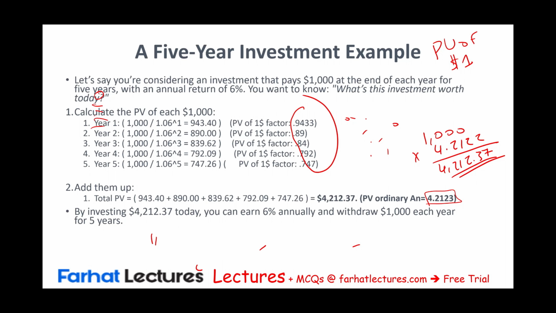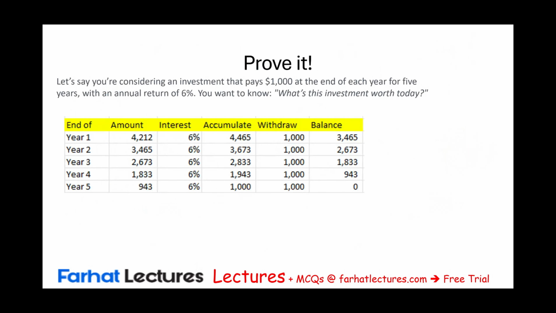So let's reinforce this before we proceed to the table. By investing $4,212.36, you would earn 6% annually and withdraw $1,000 for the next 5 years. Now, if you don't believe me, let me prove it to you. So today you put away $4,212. This money will grow at 6%.